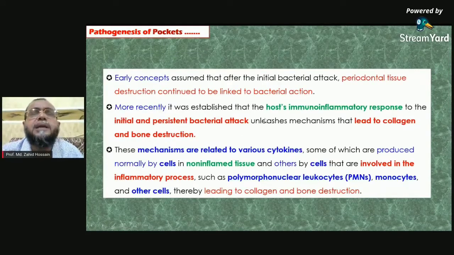Early concepts assumed that only bacterial attack produces the disease. Maybe 20 or 30 years ago, researchers thought that only bacterial action could destroy the tissue. But gradually it became established that it is not only the bacterial action; our immune cells come to fight them too.